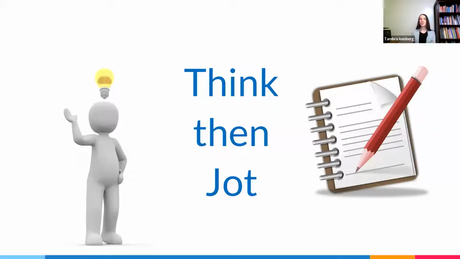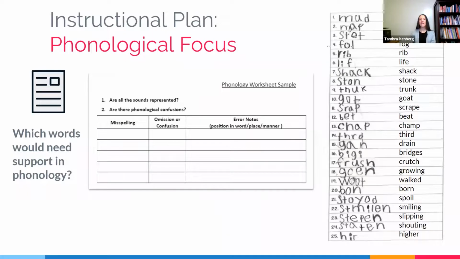We're turning it over to you to do a we do here. We're going to look at a new spelling sample. This is in your handout on page 5. There's a phonology worksheet there. Look at this new sample and pick out which words you think need support in phonology. Write which word they spelled that had a phonological error. Was it an omission or was it a confusion? And note any extra information about that spelling error. I'm just going to give you a few moments to take a look at that. And of course, as always, feel free to throw some in the chat.